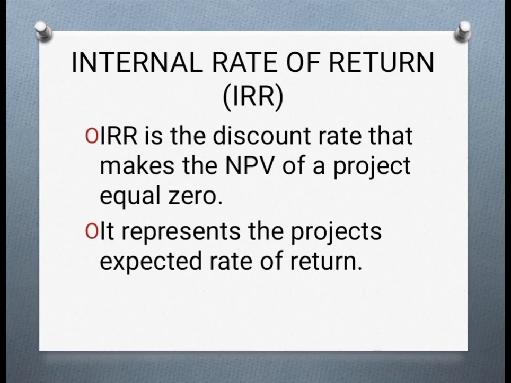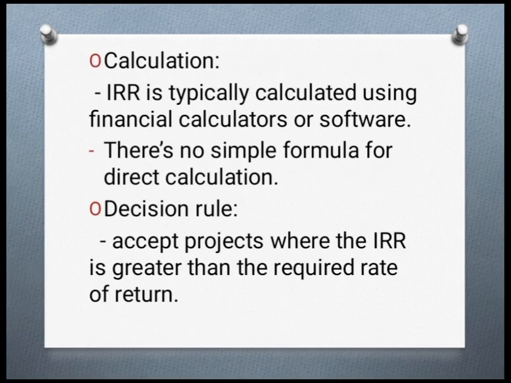Now we discuss the internal rate of return or IRR. IRR is a discount rate that makes the NPV, or net present value, of a project equal to zero. It represents the project's expected rate of return. Next is calculation. IRR is typically calculated using a financial calculator or software. There is no simple formula for direct calculation, and the decision rule for IRR is to accept a project where the IRR is greater than the required rate of return.